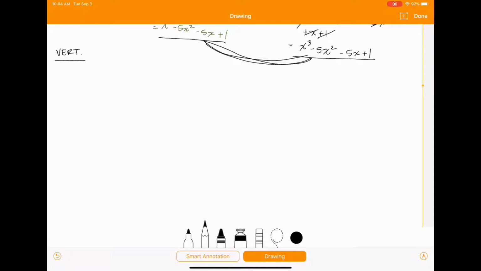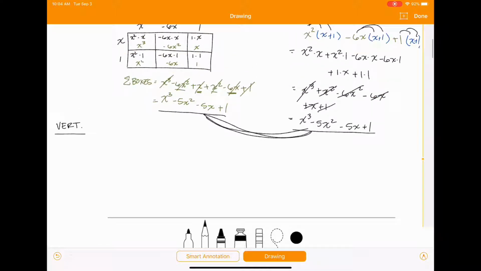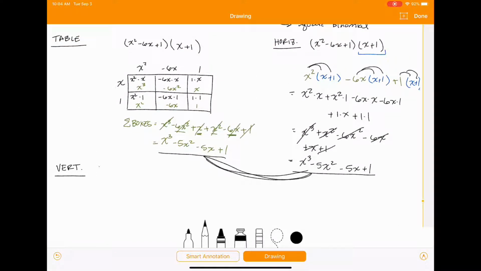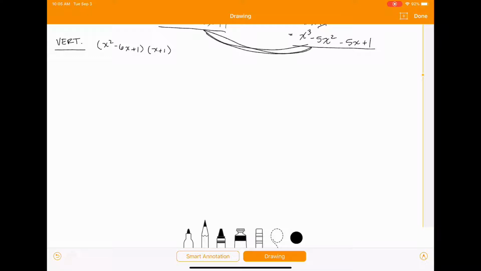So this one you're going to set up just as you would any regular multiplication problem. So again, we're going to use these same numbers so we can compare our answers to show that you're going to get the same answer no matter what method you use. So x squared minus 6x plus 1 times x plus 1. All right, so we're going to go ahead and set these up.